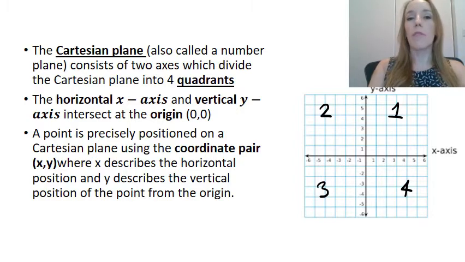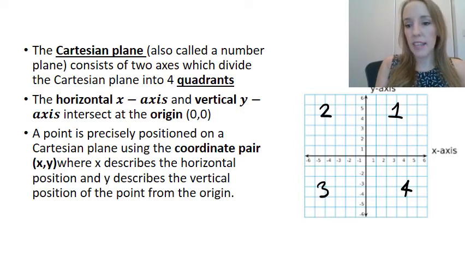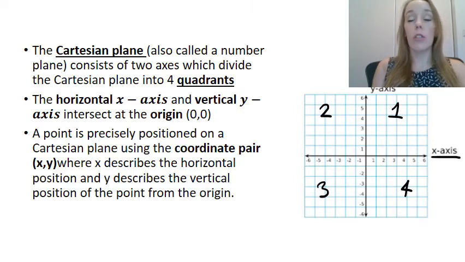So as I said, we have 2 axes. We have the x-axis. So the x-axis is the horizontal axis, and then we also have the vertical axis, and that's called the y-axis. And where those 2 axes meet in the middle here, this is called our origin. And our origin has the coordinates 0, 0. So it's 0 on the x-axis and 0 on the y-axis.